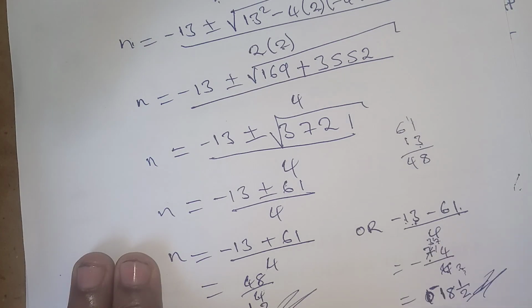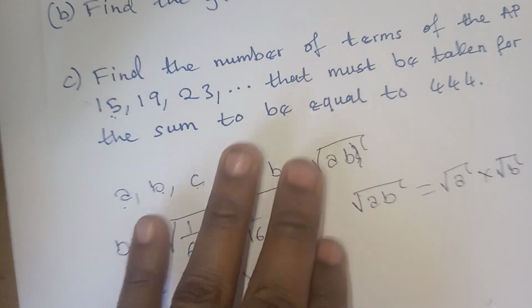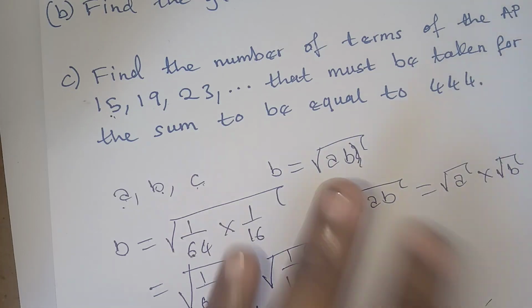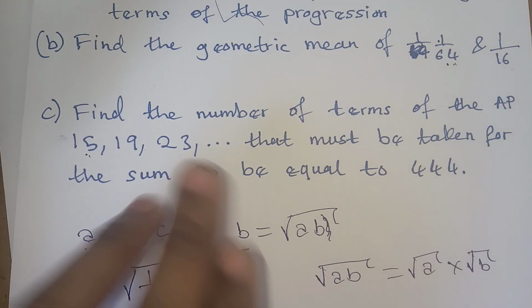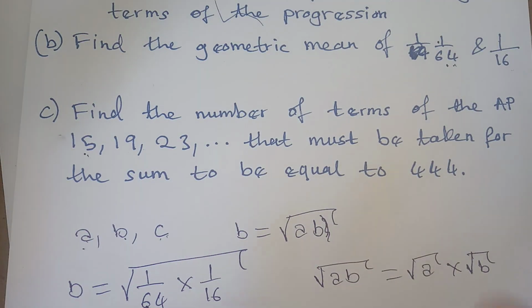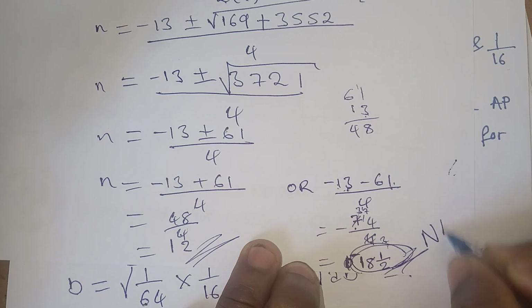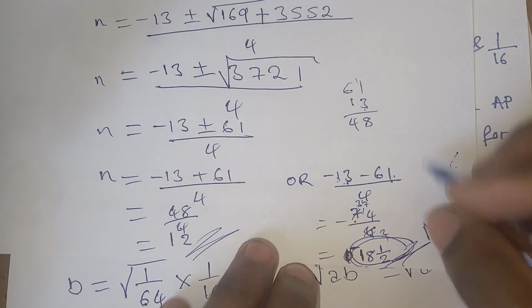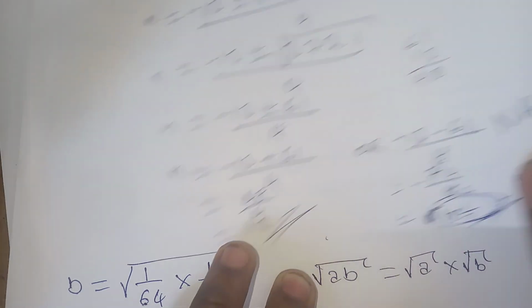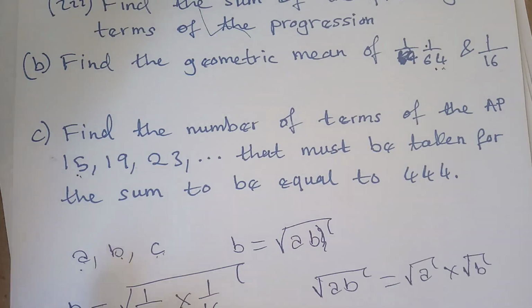But of course, you don't expect your n to be a negative number. Why? Let me just read the question again. Find the number of terms of the AP that must be taken for the sum to be equal to that. So of course, you don't expect the number of terms to be a negative number. So this one will be rejected. We should have rejected it earlier. So this is the correct answer. And we are done.